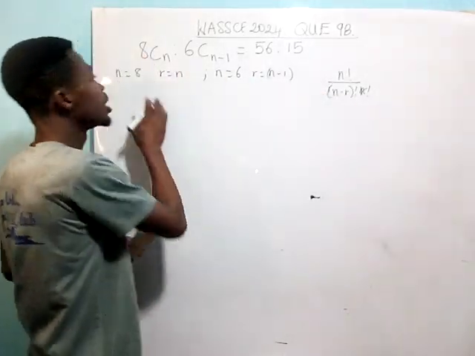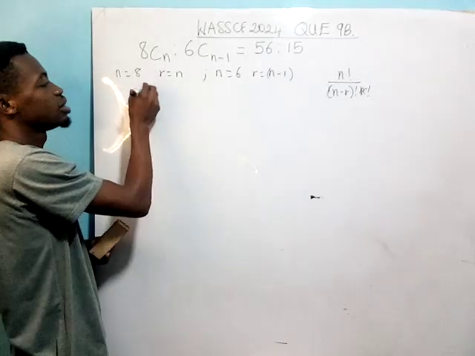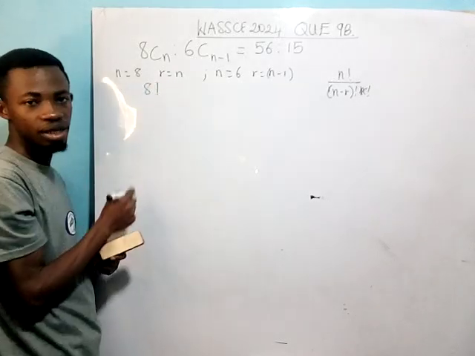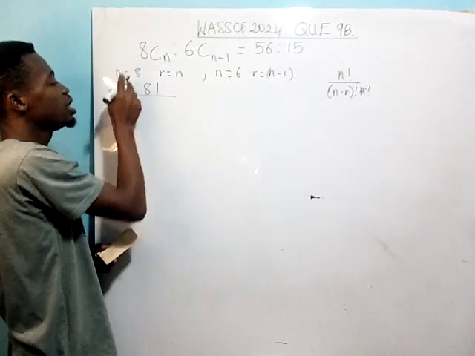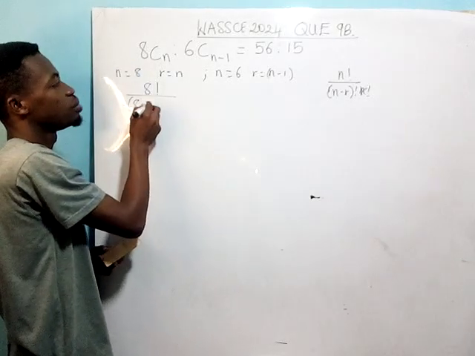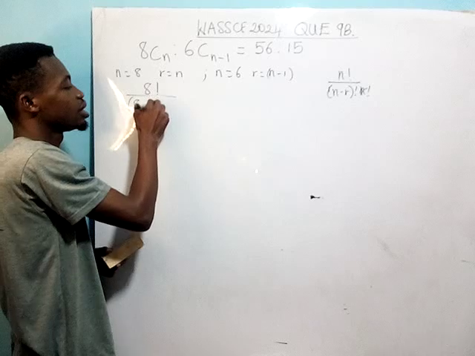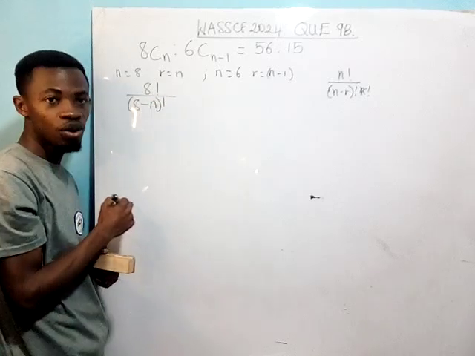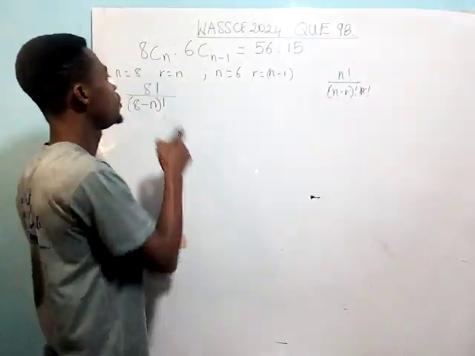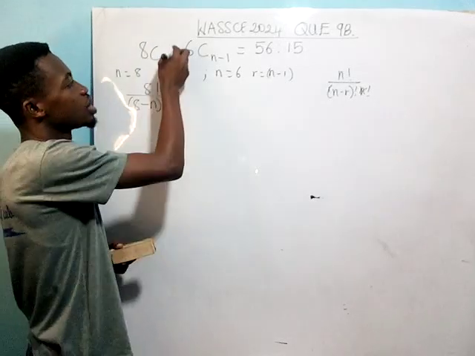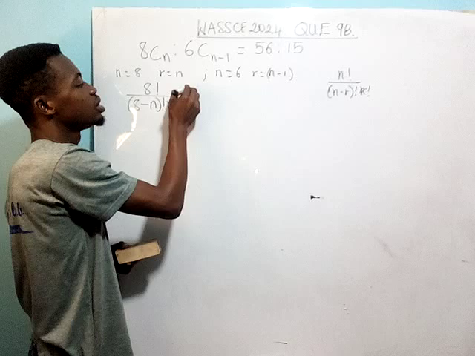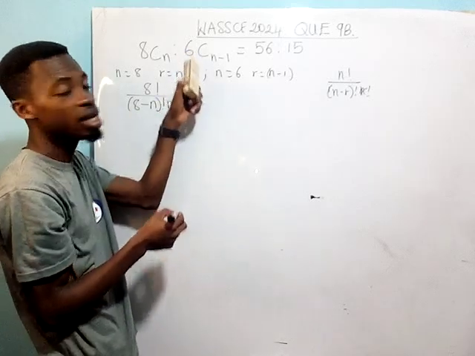So let's start. Our n is 8, so we have 8 factorial, over n minus R, so our n again 8 minus the R, which is n, factorial, then our R factorial, which is n factorial. So we are done with this part. We can express this as division, so divided by, let's come to this side.